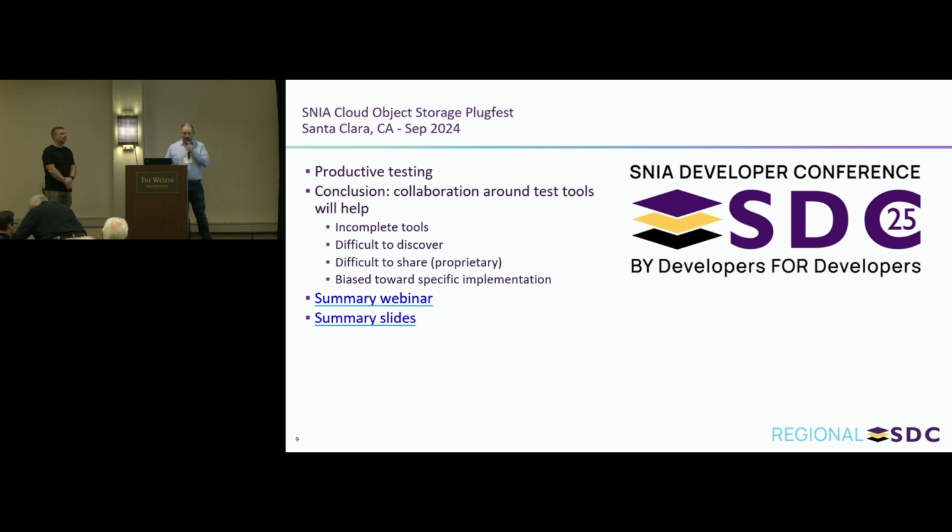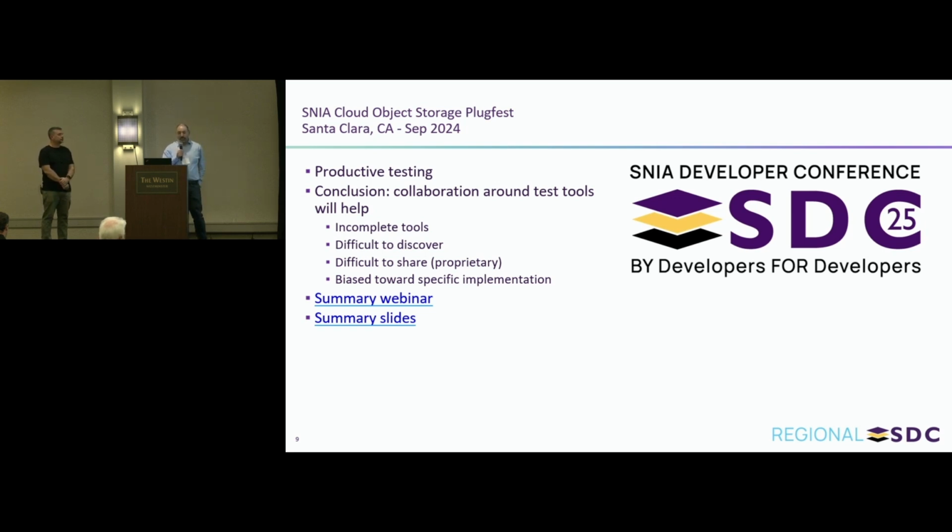I want to summarize. We had a Plugfest back in September of 2024 in Santa Clara, and some of the outcomes from that. This is a quick summary, but we had a very productive testing session where we got lots of clients and servers together and were able to see what was interoperable and discuss issues. We had a conclusion that there should be more collaboration around test tools. So, having robust testing suites and reference implementations that we can all use and develop against would be very valuable for all of the participating clients and servers.